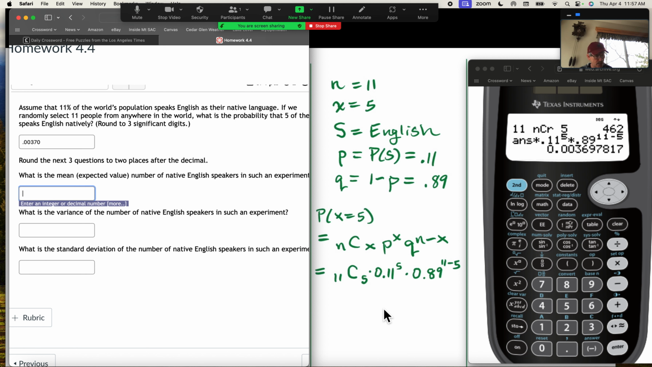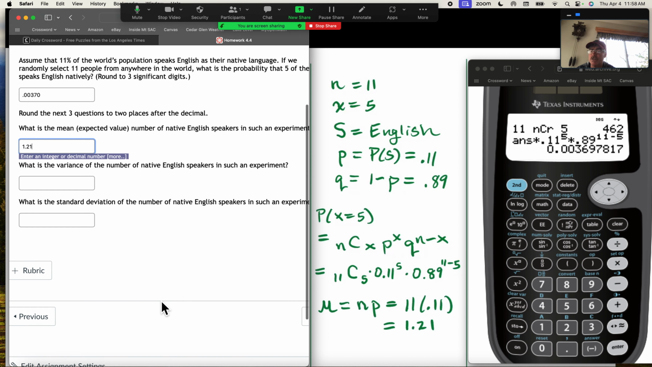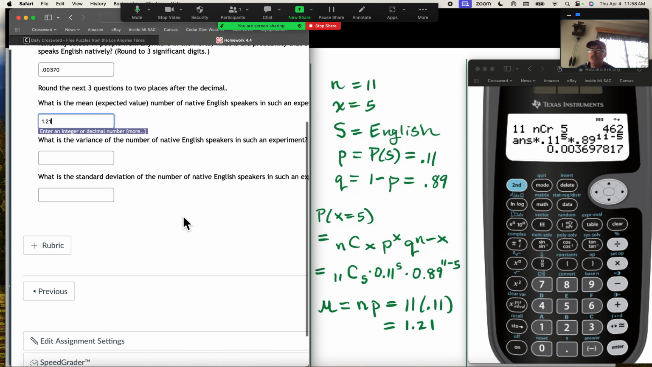The mean, I think I can squeeze in the mean here. So just down below on my tablet, mu is n times p. So n is 11, p is 0.11. So 11 times 11 is 121. So I'm guessing this is 1.21 here. So I'll put that in, 1.21. I'm going to just check my answers here. There is a place to do that, right?